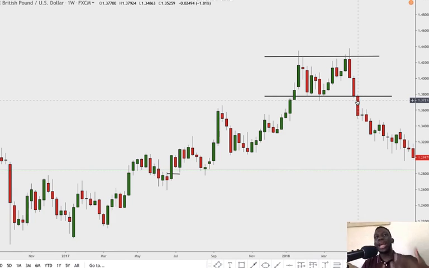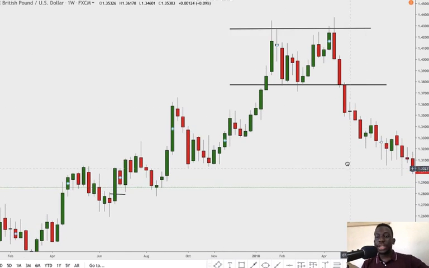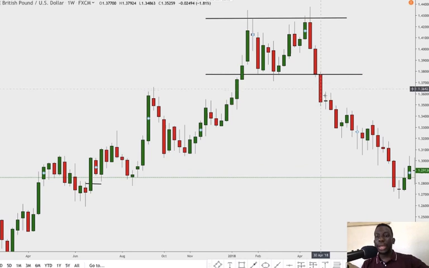All I'm doing is allowing the characteristics to play out, but I'm taking advantage of that characteristic on a smaller time frame. Same thing for here. I did not short this market at the breakout and then put my stop losses above. No, I did not do that. I simply waited for this market to break all the way down here. I waited for a pullback.